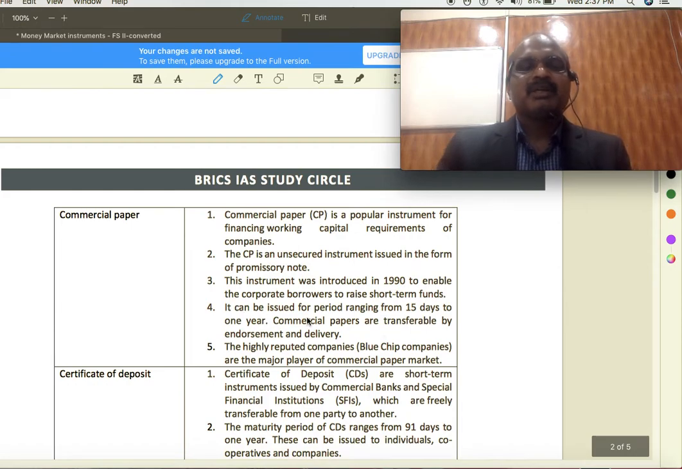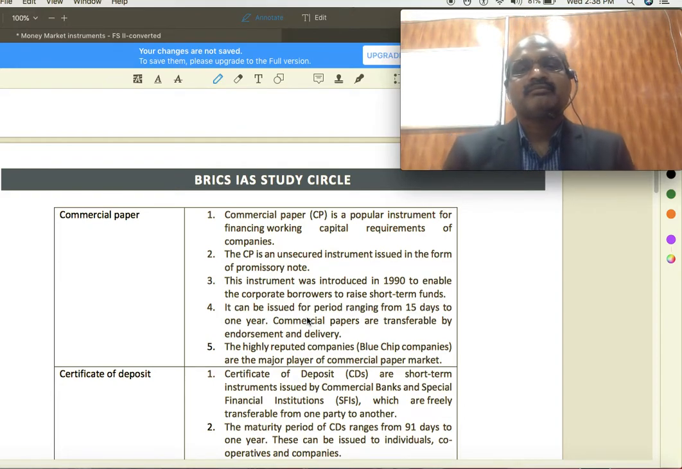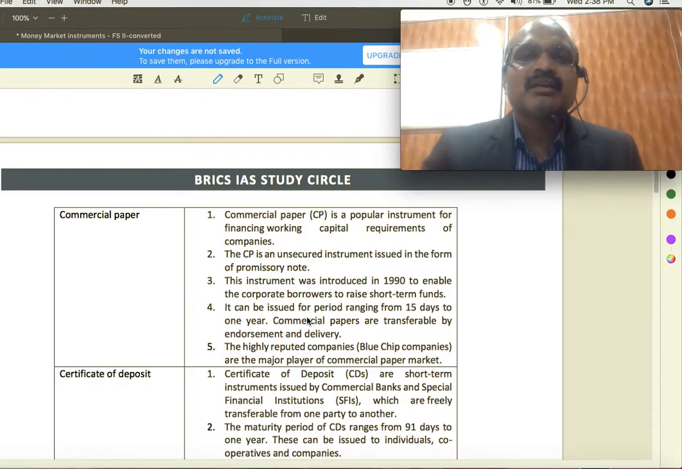Next, commercial paper. Remember one very important thing. When a company wants money, the company can raise money in the form of shares, bonds, or debentures. Another source through which companies can raise money is commercial paper. Everybody clear? Commercial paper is like a promissory note issued by a company.